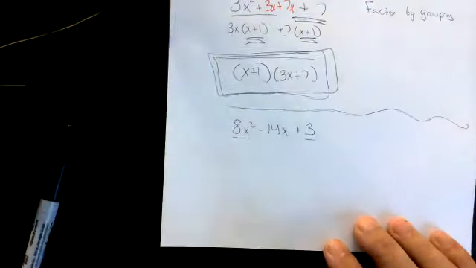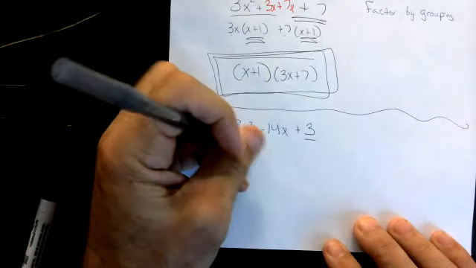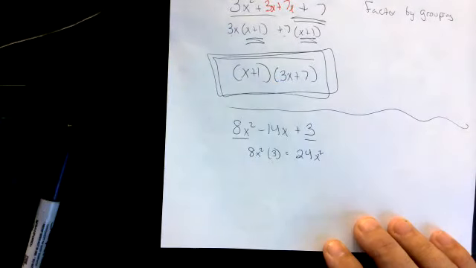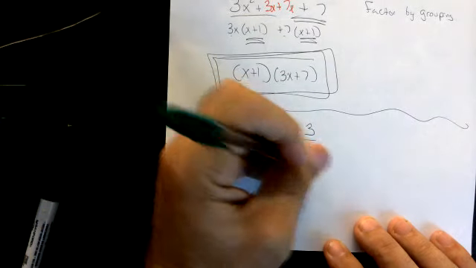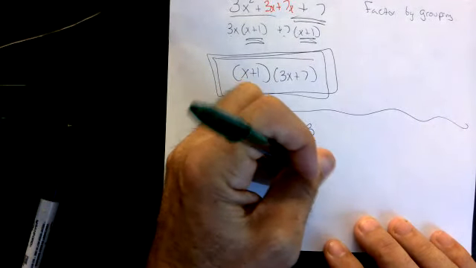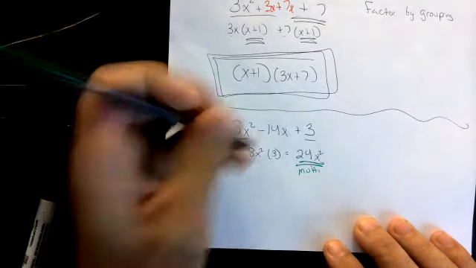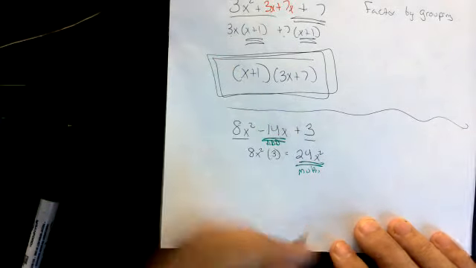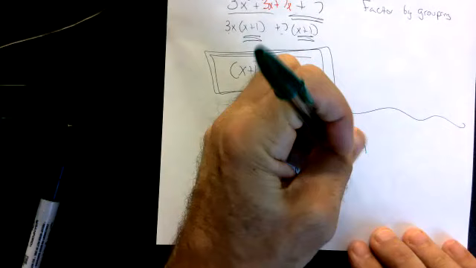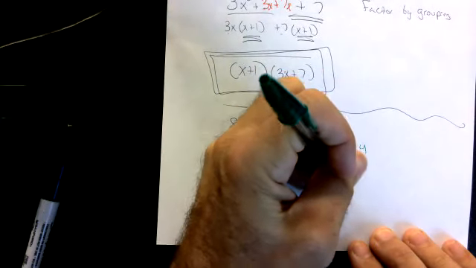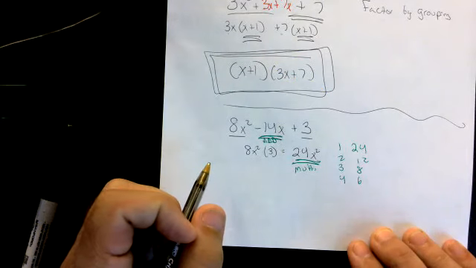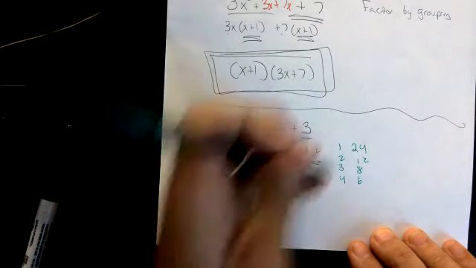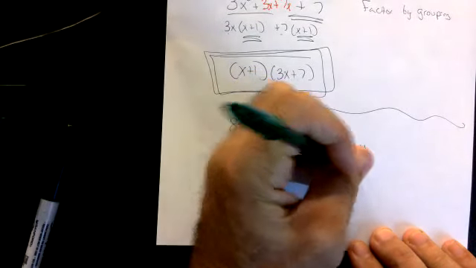So I multiply A and C. So 8x squared times 3 is 24x squared. Then I'm specifically looking for what I can multiply to get that 24, but also add to get that negative 14. So 24 is 1 and 24, or 2 and 12, or 3 and 8, or 4 and 6. Now I need to multiply to get a positive 24, but I need to add to get a negative 14. So I need both of these to be negative.